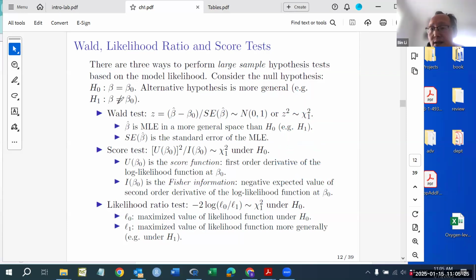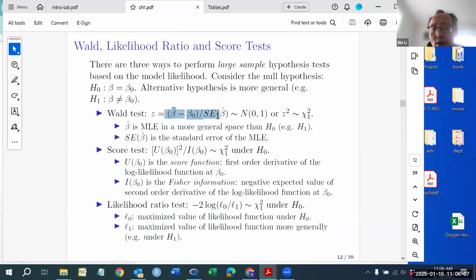So here I'm just listing these 3 different tests: Wald test, score test, and likelihood ratio test. You can see the test statistics are different. The Wald test is based on beta hat, what we observed, the statistic based on the data set that we had. And beta 0 is the hypothesized value in the null hypothesis. And the standard error of the beta hat shows the standard error for that statistic.